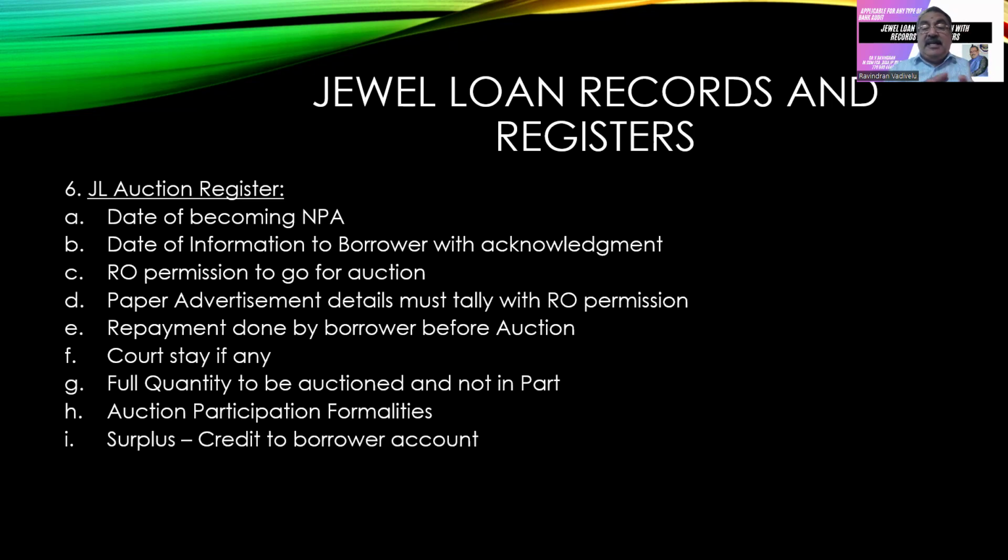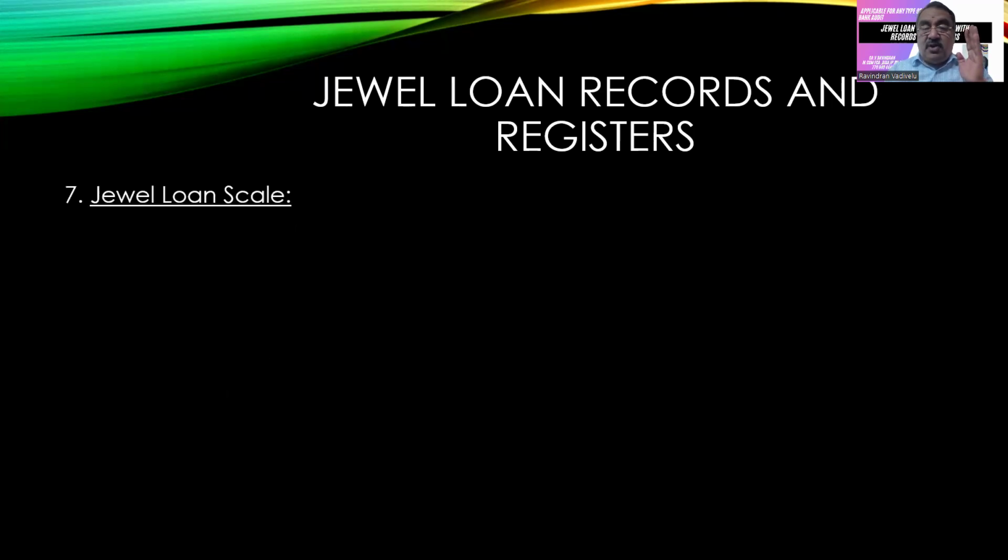In case there is any surplus after the auction, the money should be given credit to the borrower's account. In case there is any deficit, then that has to be collected from the borrower from some other source, or the branch has to go for legal recourse. So this is a very, very important area. Please concentrate on the jewel loan auction register and other areas with reference to jewel loan auction.